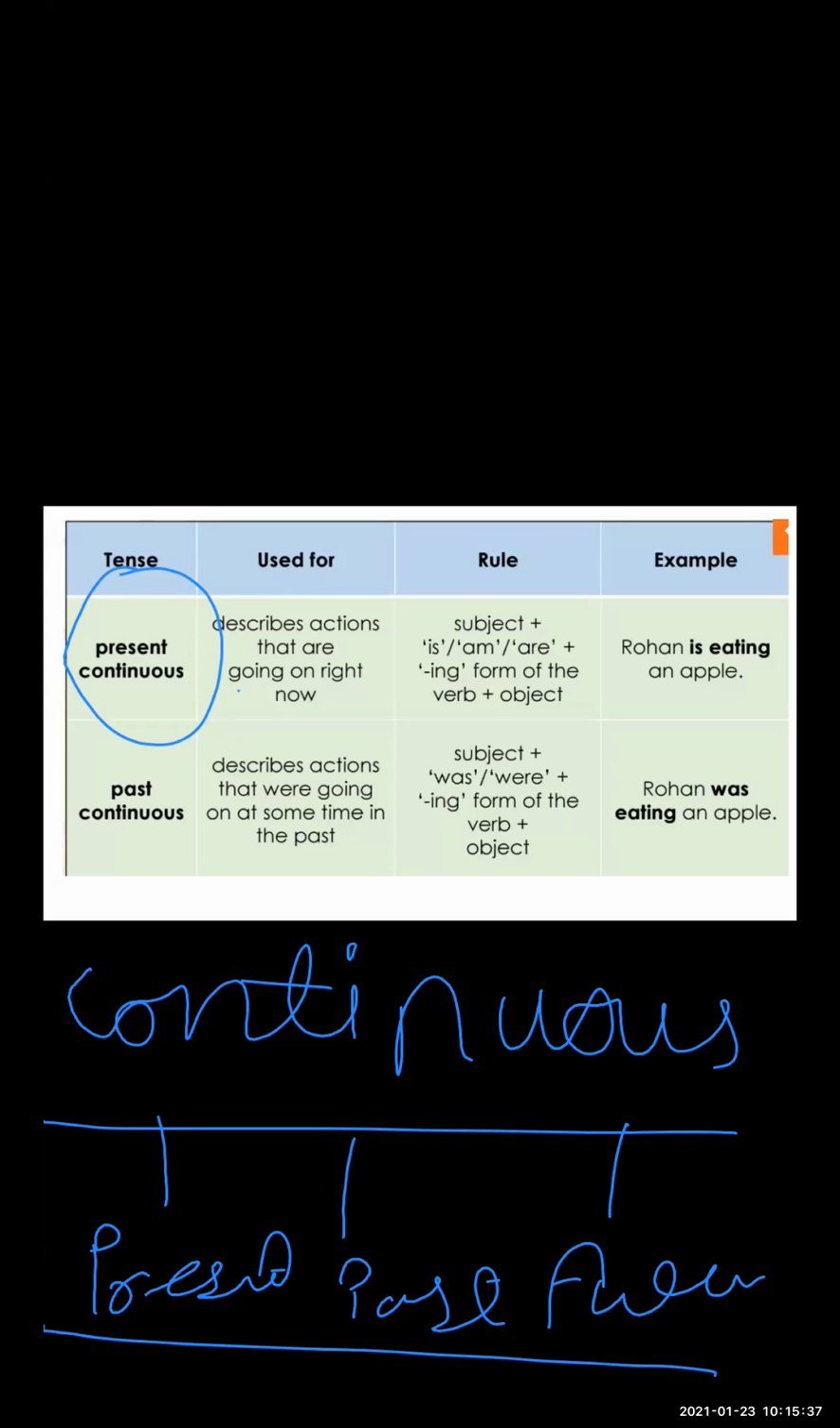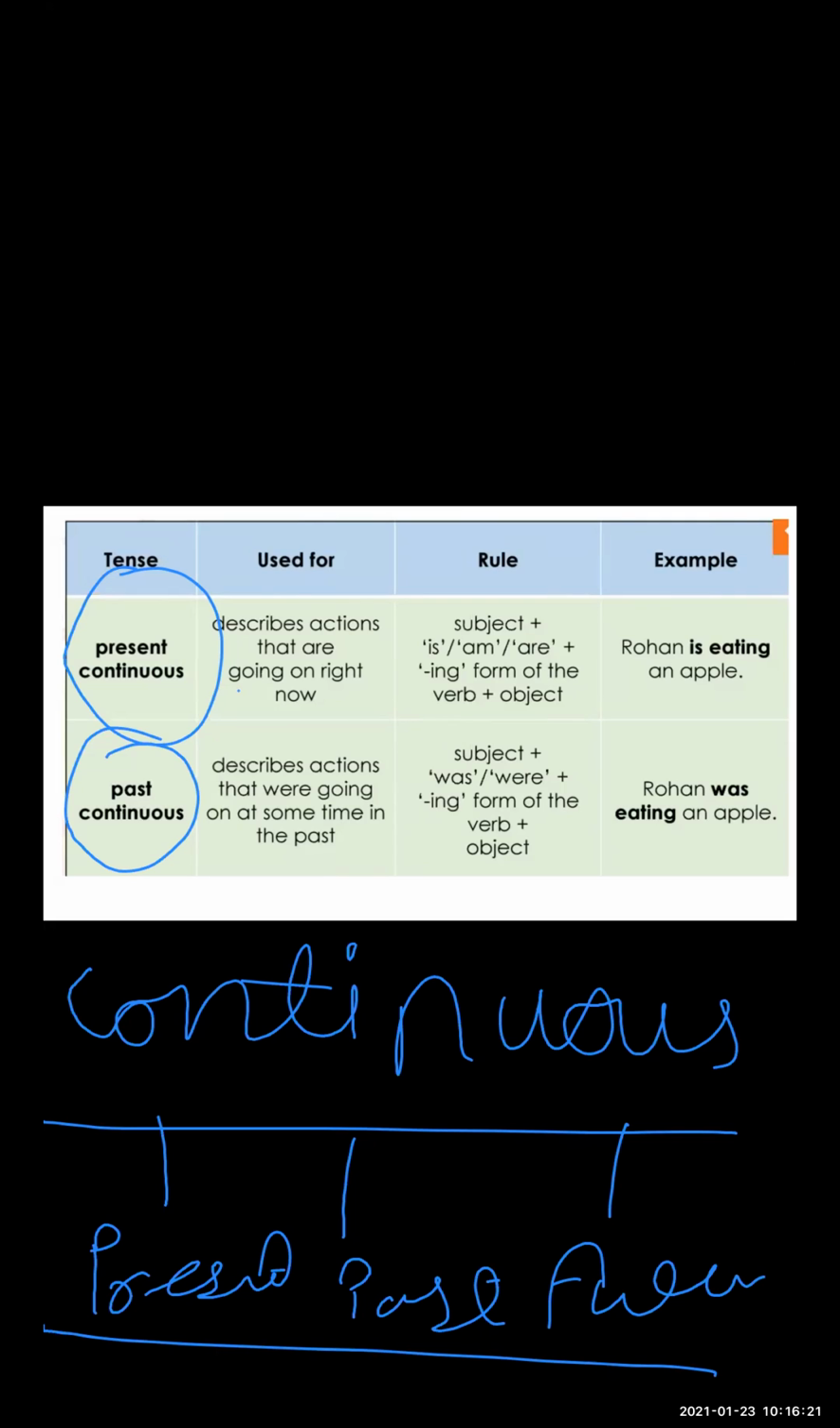Now let's move forward to the past continuous. The past continuous tense describes the actions that were going on at some time in the past. Every day Rohan is eating an apple, so yesterday also he was eating an apple. For example, every day at 1 o'clock Rohan is eating an apple. So what I will say is, Rohan was eating an apple.